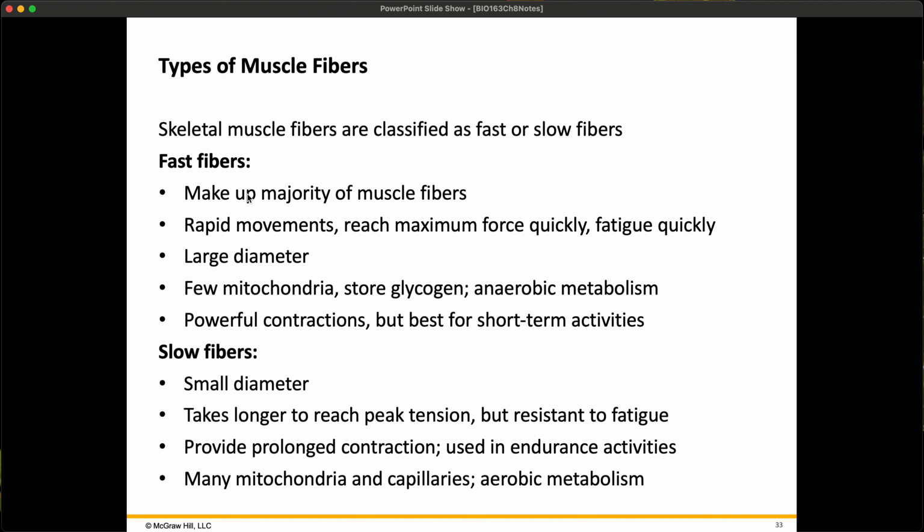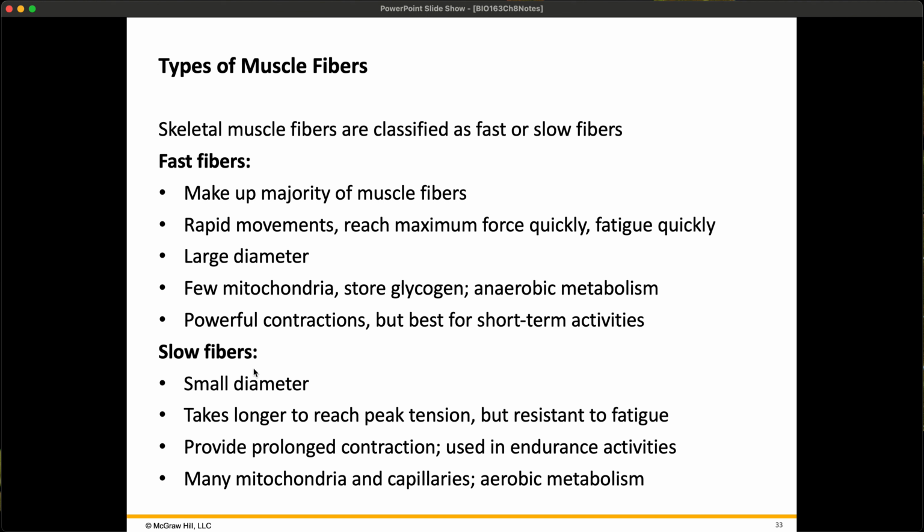So fast fibers, that's the majority of the muscle fibers that we have. Really quick movements, they reach fatigue quickly, they have fewer mitochondria, a lot of anaerobic metabolism. So essentially fast fibers are powerful contractions, short-term activities. They are not going to last very long. They fatigue quickly. Slow fibers are the opposite. They are not quite as strong of a contraction, but they are fatigue resistant. They use aerobic metabolism for endurance activities.